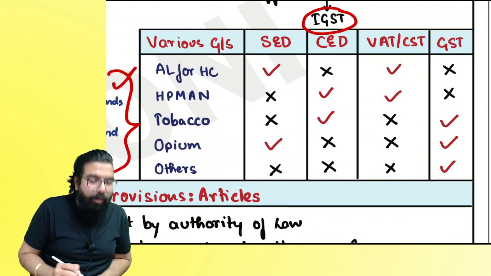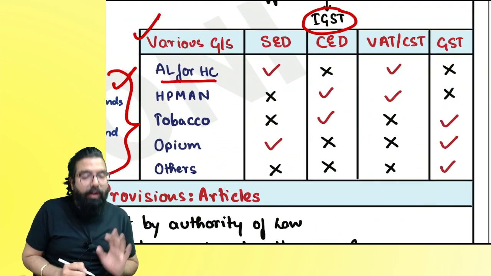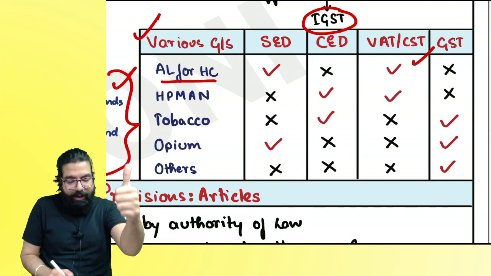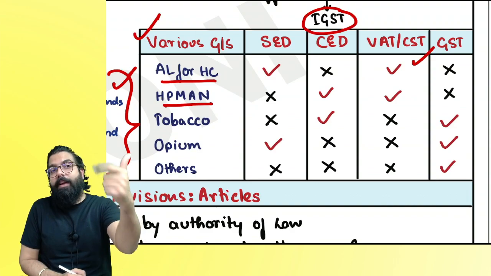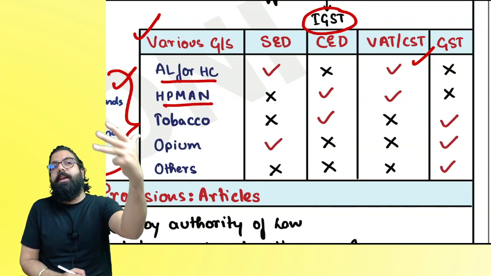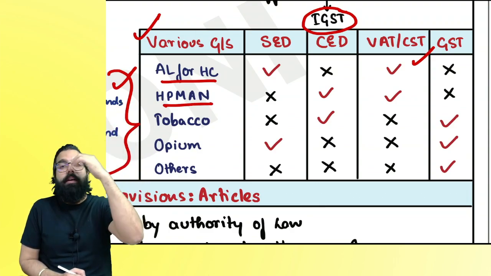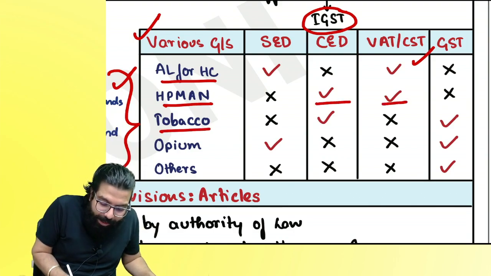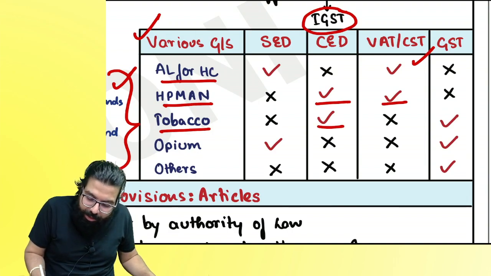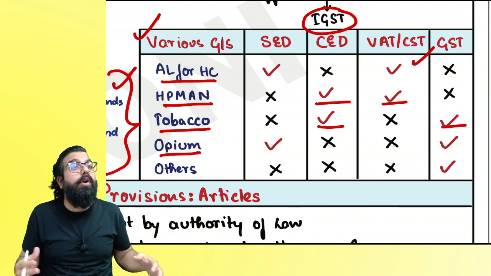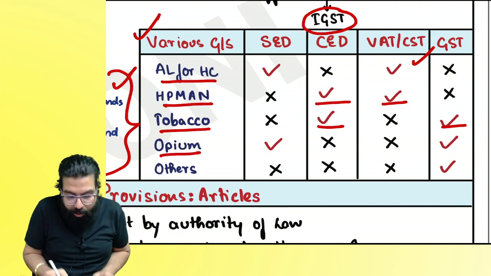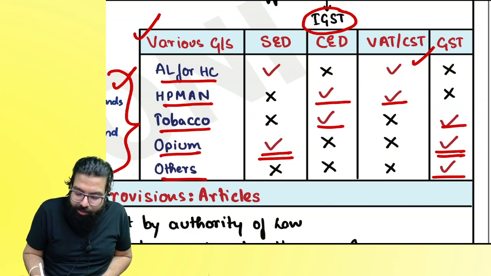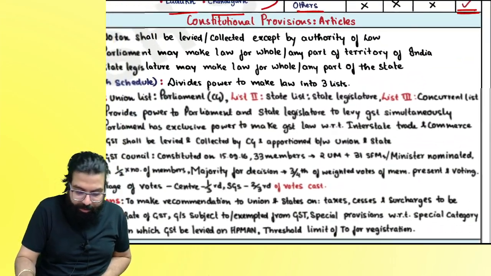Then we have the various types of goods and services. Alcoholic liquor for human consumption. What are the various taxes, everyone? State excise duty, VAT and CST. High speed diesel, petroleum crude, motor spirit, aviation turbine fuel, and natural gas. What is the GST? Not GST. Central excise duty, VAT or CST. Tobacco, central excise duty and GST. Opium, narcotics, Indian hemp, etc. What will come? State excise duty and GST. Any other goods, GST, GST, and GST.